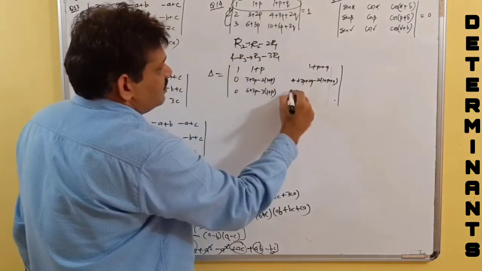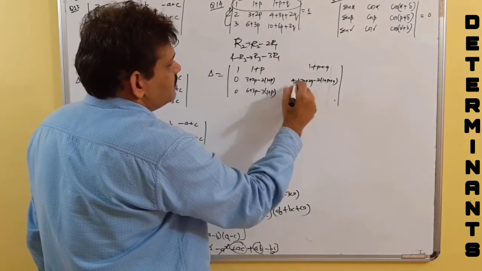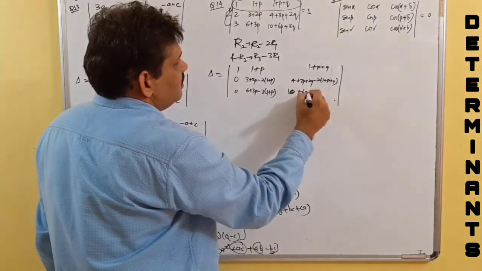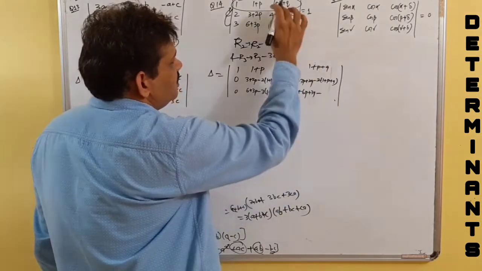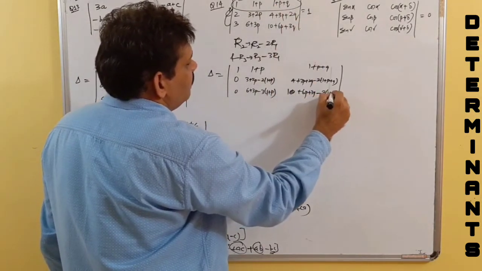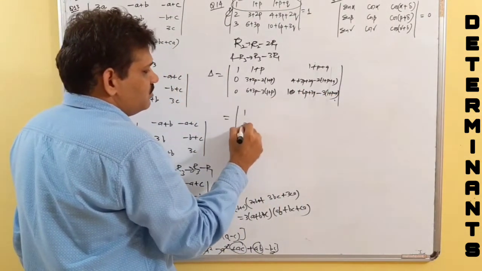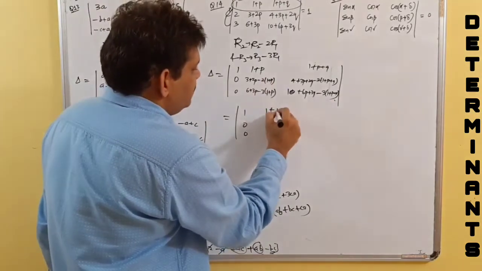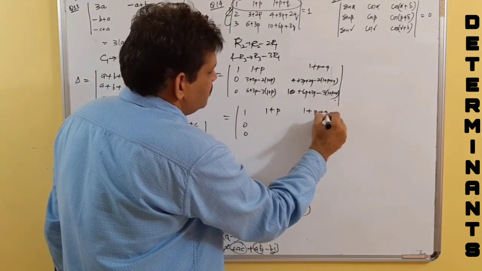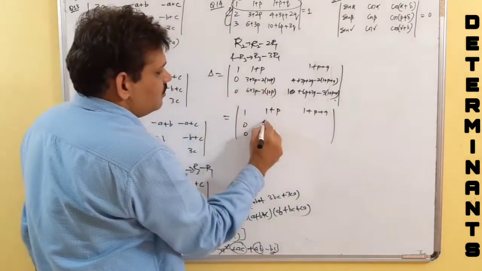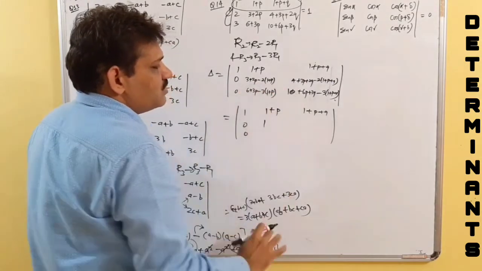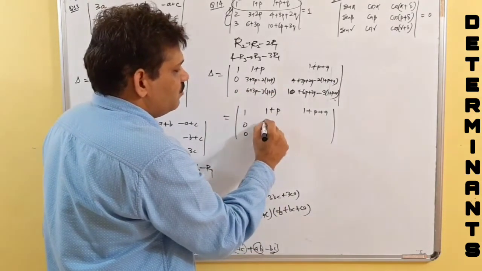This minus 3 times of this. So 10 plus 6P plus 3Q minus 3 times of 1 plus P plus Q. So this gives us 1 0 0. Let's have 1 plus P, 1 plus P plus Q. 3 minus 2 is 1. 2P minus 2P, there is no P at all. So this is 1 only.